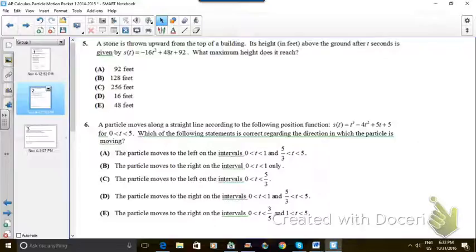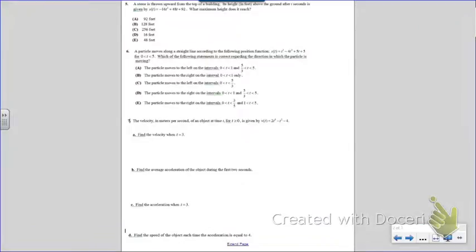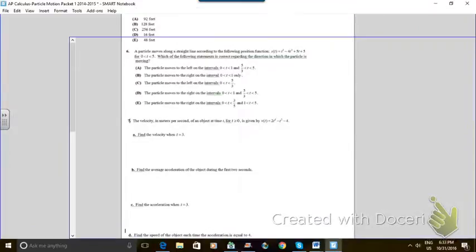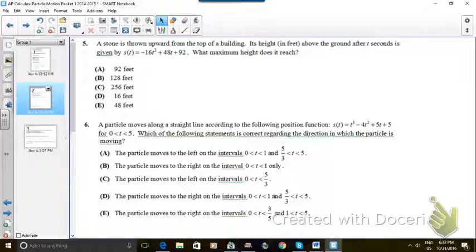Question number 5. A stone is thrown upward from the top of a building. Its height above the ground after t seconds is given by our function s of t. What maximum height does it reach?